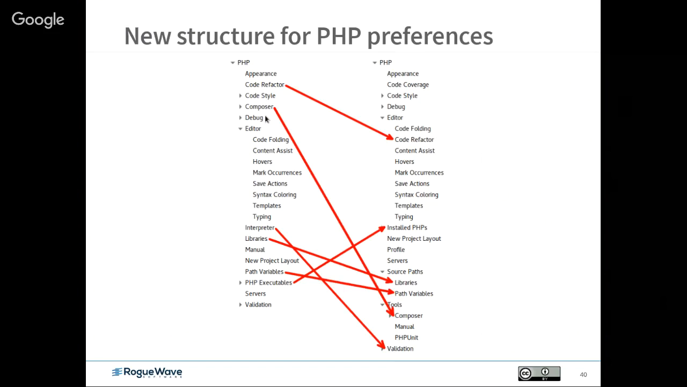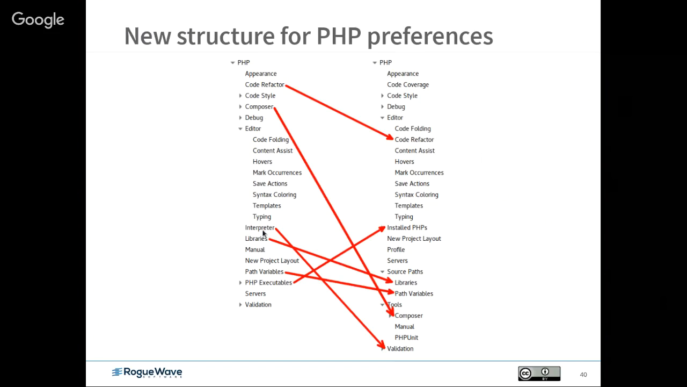Composer was introduced in an earlier version of PDT 5.0, but still during the Oxygen release cycle. This is why we had it, for example, in PDT 4.3. So we move it under tools because we now also have PHPUnit, and we will collect the tools integration under this new tools preference page.